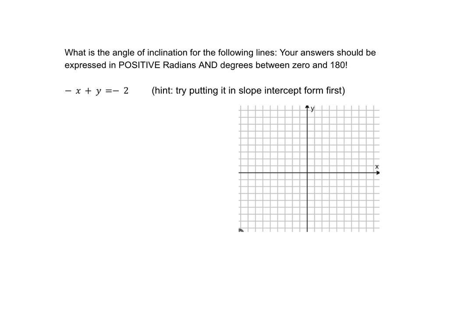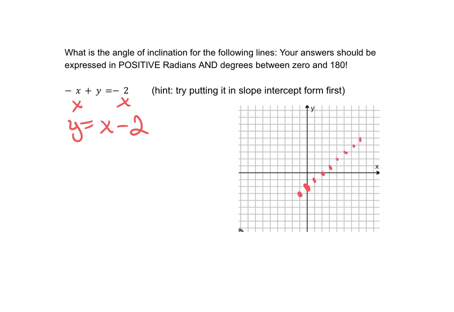Your answer should be expressed in positive radians and degrees between 0 and 180 degrees, okay? So first thing we're going to do is graph this line. In order to graph it, we are going to need to solve for y. So I'm going to add x to both sides, and I get y equals x minus 2. When I graph that, I start at -2. My slope is 1/1, so I'm going like this.